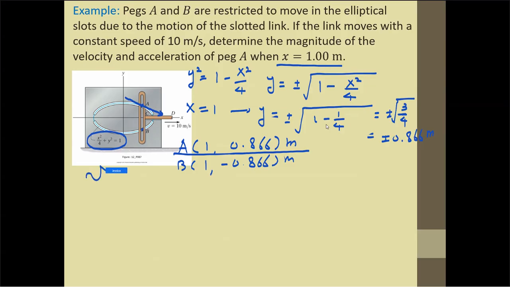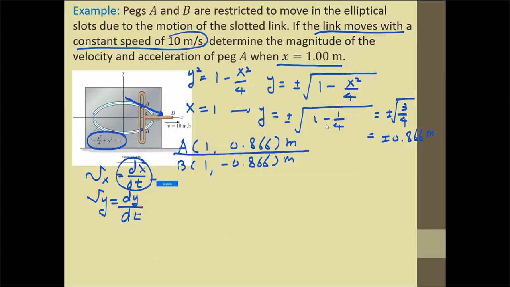Velocity x component is dx over dt, whereas the velocity y component is dy over dt. This is already given, see? It moves with constant speed, this is 10. Already given, this is constant. We need to find this one.